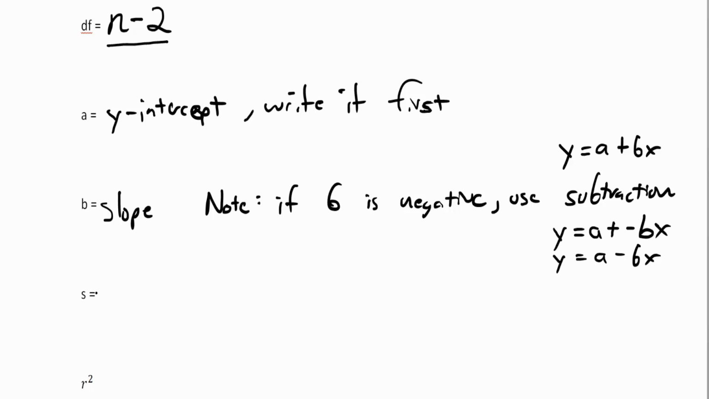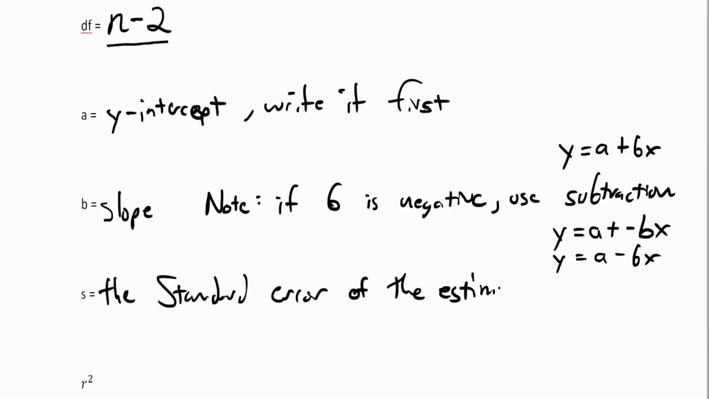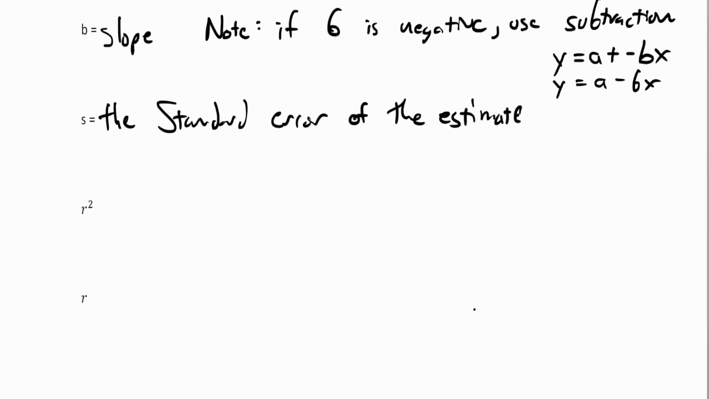So the s is one we're not going to use until the very end of the chapter. This is called the standard error of the estimate. And the standard error of the estimate, very simply put, is the standard deviation above and below the line. Again, we're going to get into this at the end of the chapter, so I don't want to spend any time on it.